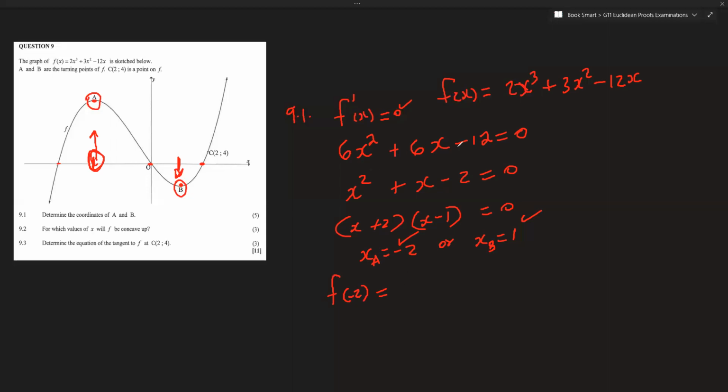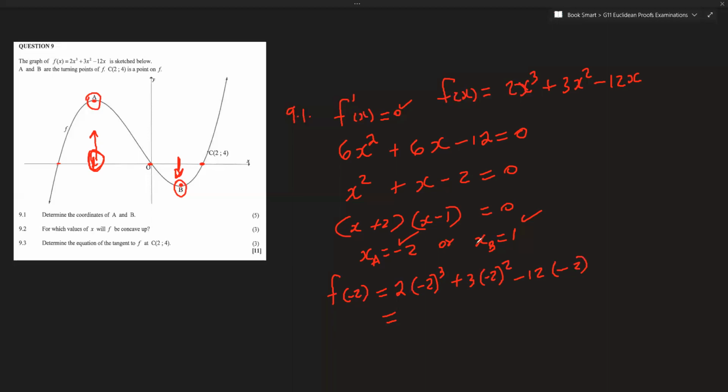Don't substitute on the derivative. It's not going to give you an answer. It's going to give you 0, right? So you always, when you're looking for a y value or an x value, you substitute into the original function. Perfect. So I'm having 2 minus 2 cubed plus 3 minus 2 squared minus 12 minus 2. Right. We are quickly going to press a calculator and see what's the answer.